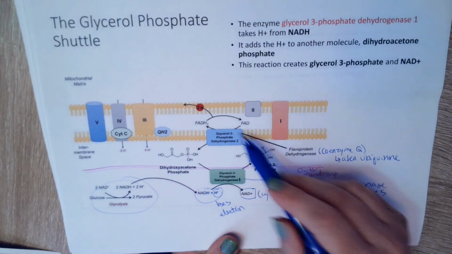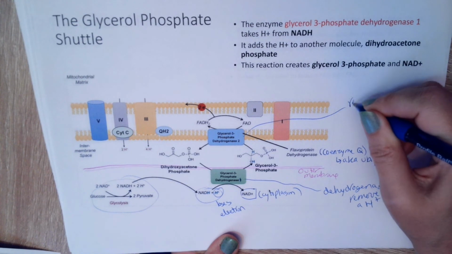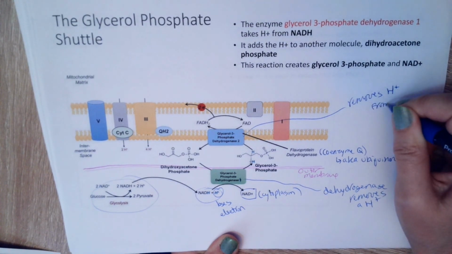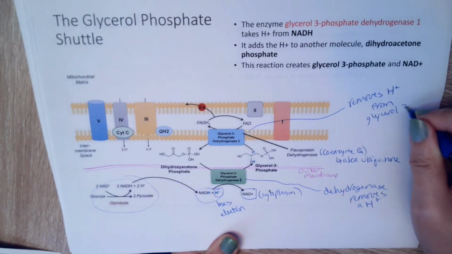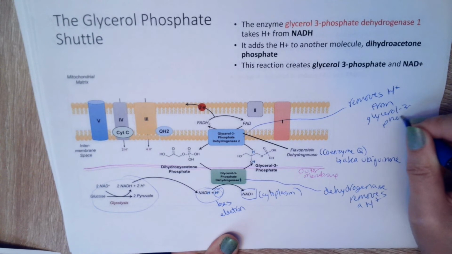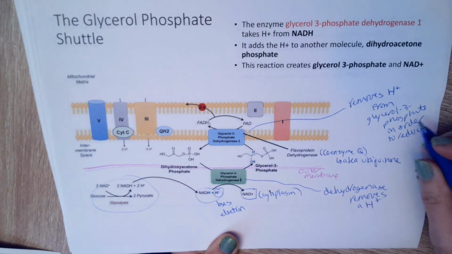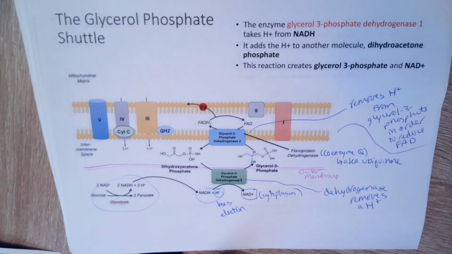But what is going to happen with this is that this removes the hydrogen from glycerol 3-phosphate, and it uses it to reduce FAD. Now FAD is in the mitochondria already.